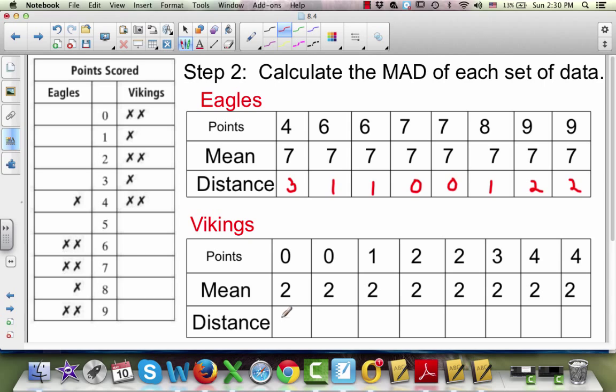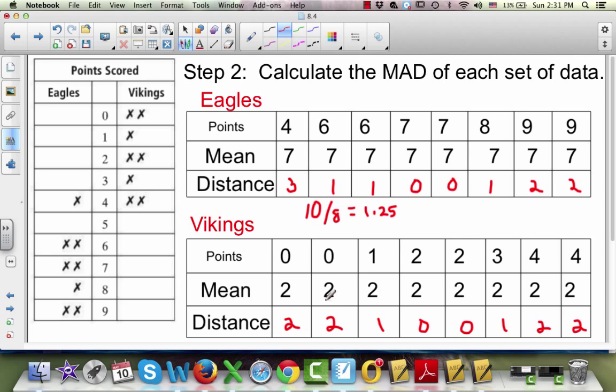When we do the same thing for the Vikings down here, we get a difference of 2, 2, 1, 0, 0, 1, 2, and 2. Now, to calculate the mean absolute deviation, we take the 3 plus 1 is 4, 5, 6, 7, 8, 9, 10. We get a total of 10. We divide it by 8 players, and we get 1.25. So 1.25 is our mean absolute deviation for the Eagles.